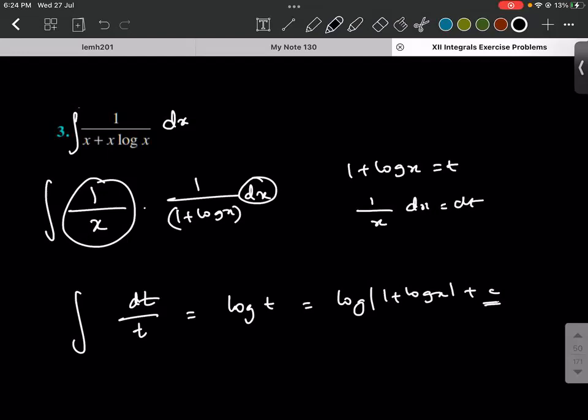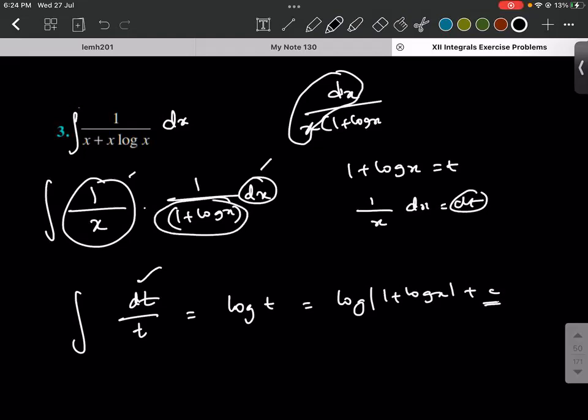Differentiate on both sides. The derivative of 1 is 0, and the derivative of log x is 1 by x, so 1 by x into dx. The derivative of t is dt, so dx divided by x is dt. In the integral of 1 by x into 1 plus log x dx, dx divided by x is dt, and 1 by 1 plus log x I wrote as t. So the integral of 1 by t is log t. But what is t? It is 1 plus log x, so the answer is log of 1 plus log x plus c.